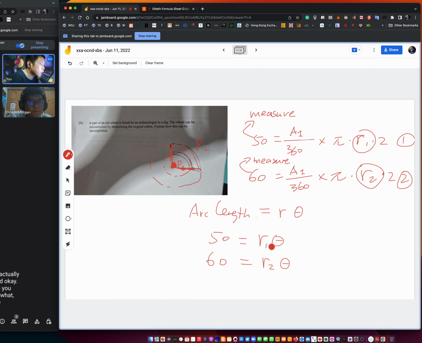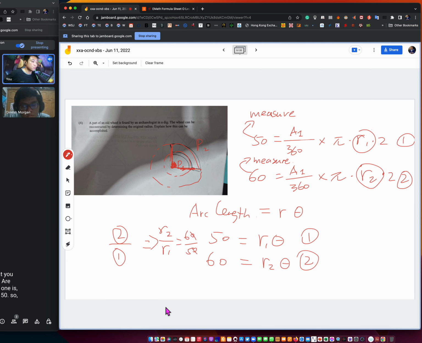You know the ratio between R1 and R2 because you just divide. So this is equation one, this is equation two. If you take equation two over equation one, right? So what you get is R2 over R1 is equal to 60 over 50. So 6 to 5. I mean the ratio is 6 to 5. If you understand the logic behind, okay, so that's how you determine the original radius, yes.